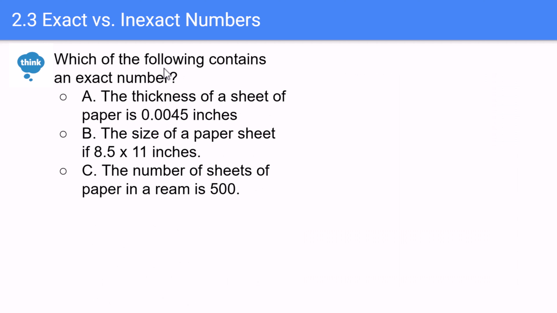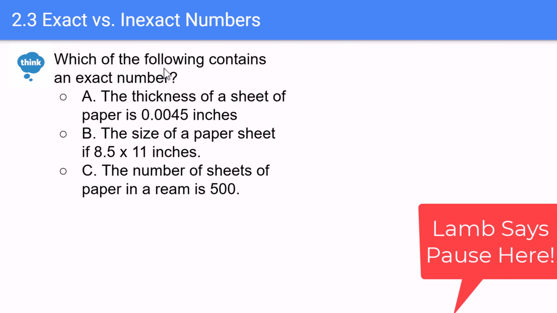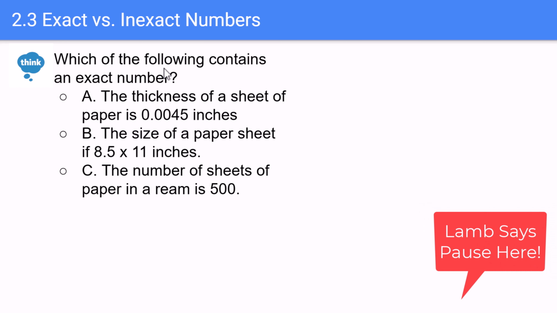So first, we need to figure out which of the following contains an exact number. Again, I'll give you a minute to think about this. First part here says the thickness of a sheet of paper is 0.0045, the size of a paper sheet is 8.5 by 11, and the number of sheets of paper in a ream is 500. So think, which of these have to be measured and which of these do not have to be measured? Take a moment, come back, and we will give you a response.